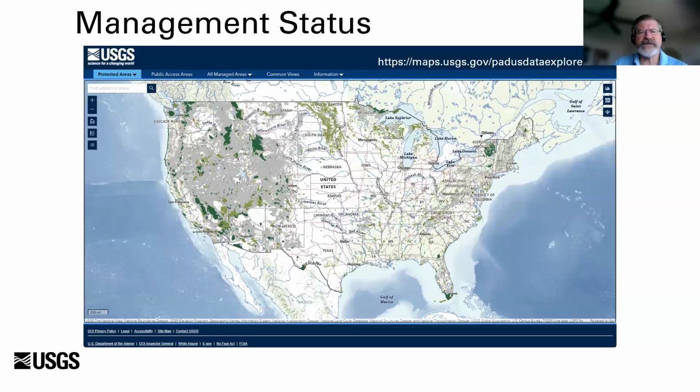So this is a depiction of that gap status across the US. And so that's another layer that we're going to use. And what we're going to basically do is drop that over each species map and be able to identify statistics of how well a species is being managed.